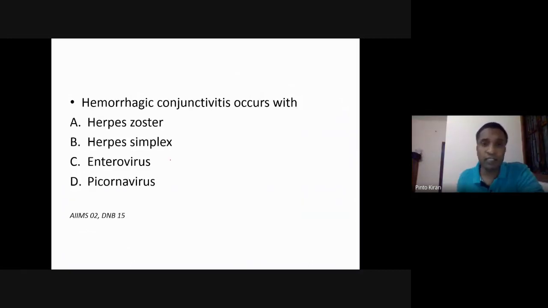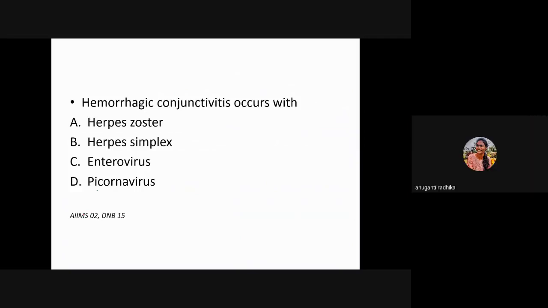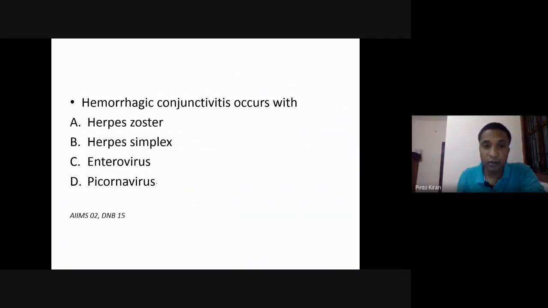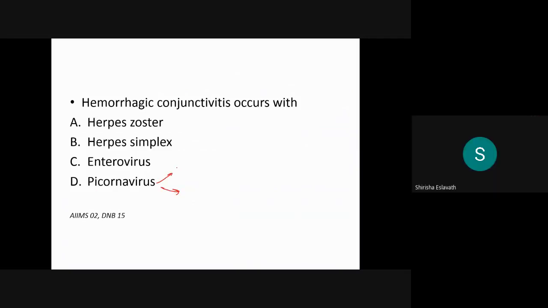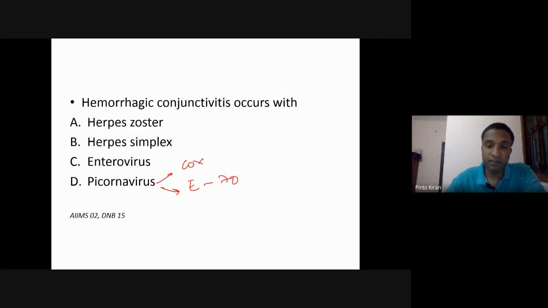Hemorrhagic conjunctivitis occurs with, this was asked in 2002 and also in DNB 2015. So it's recent. Picornavirus. What are the others? Coxsackie virus, enterovirus 70. Very good. Excellent.